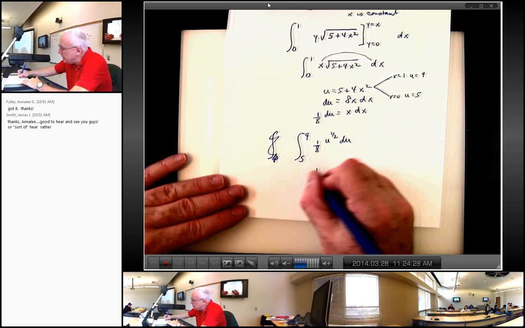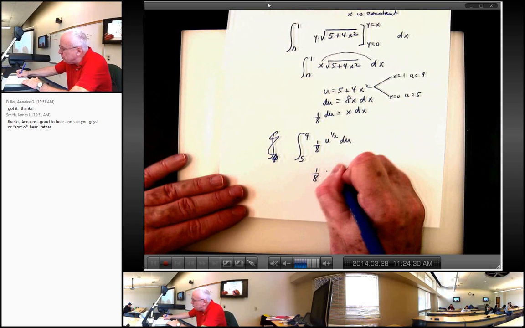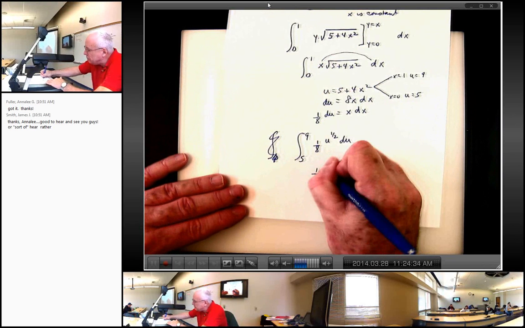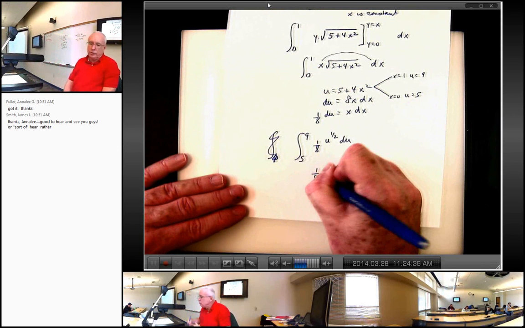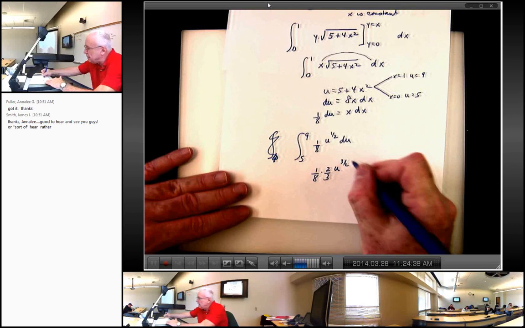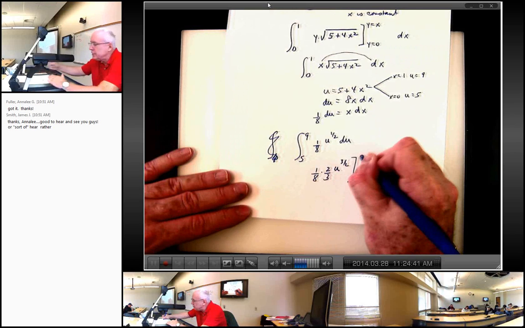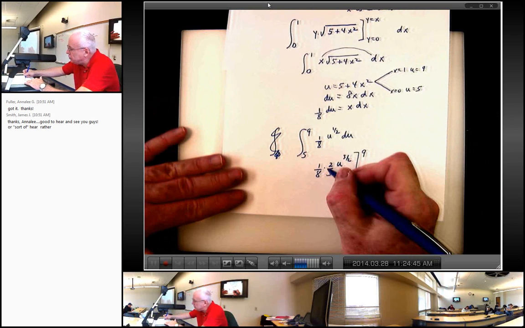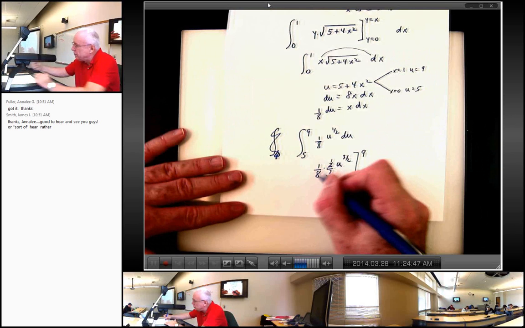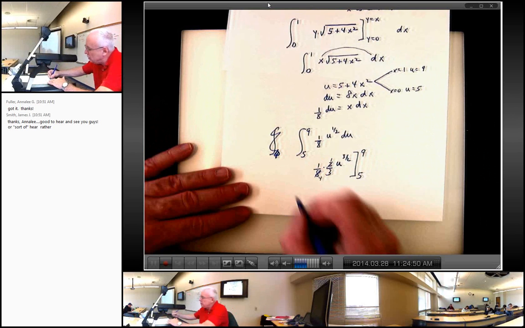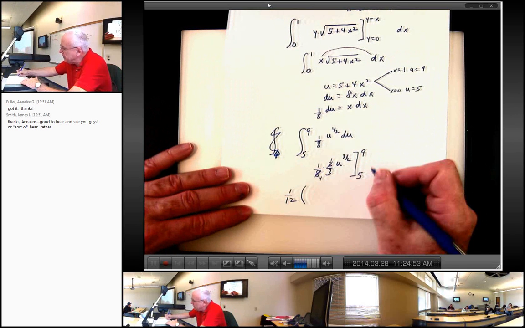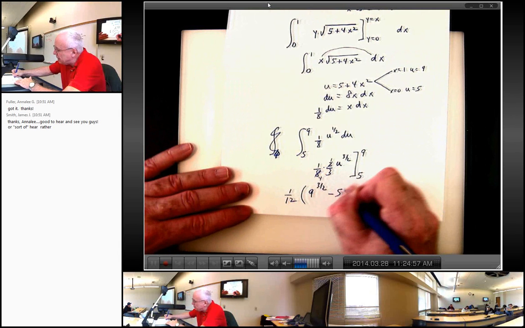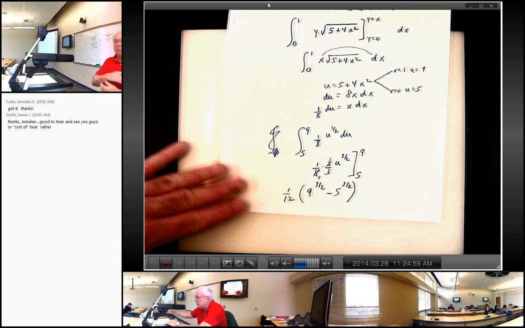So I have 1/8 times u to the 3/2 power, divided by 3/2, that's the same as multiplying by 2/3. And I evaluate this from 5 to 9. All right, so let's see, I can divide a 2 out from there. So I get a 1/12, and then it's going to be 9 to the 3/2 power minus 5 to the 3/2 power.